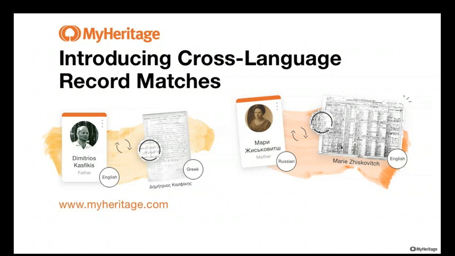Because we have so many records that are not in Latin characters, like Greek, Russian, Ukrainian, and now Hebrew, you can receive and you will receive record matches with those collections, even if the language is not the same as in your tree or the one that you manage.